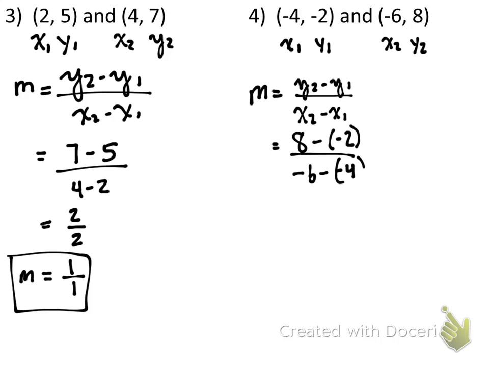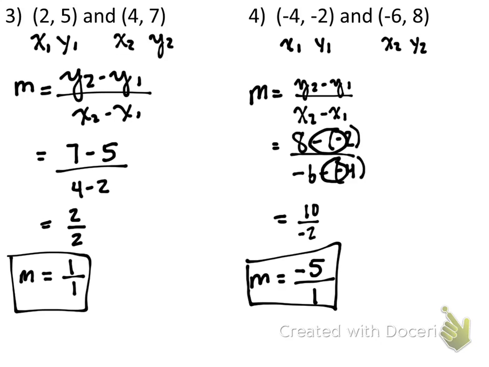Again, you're subtracting a negative. These two negatives on each of these is like a positive, so you have to think, what's 8 plus 2? It's 10. What's negative 6 plus 4? Negative 2. Then I ask myself, what's 10 divided by negative 2? It's negative 5. Make it a fraction over 1. So m is equal to negative 5 over 1. That's the correct answer. Questions?